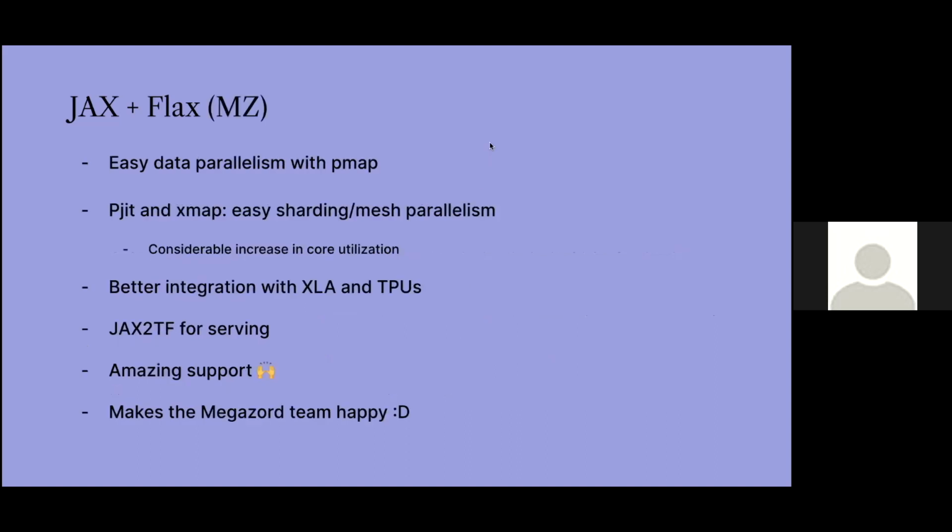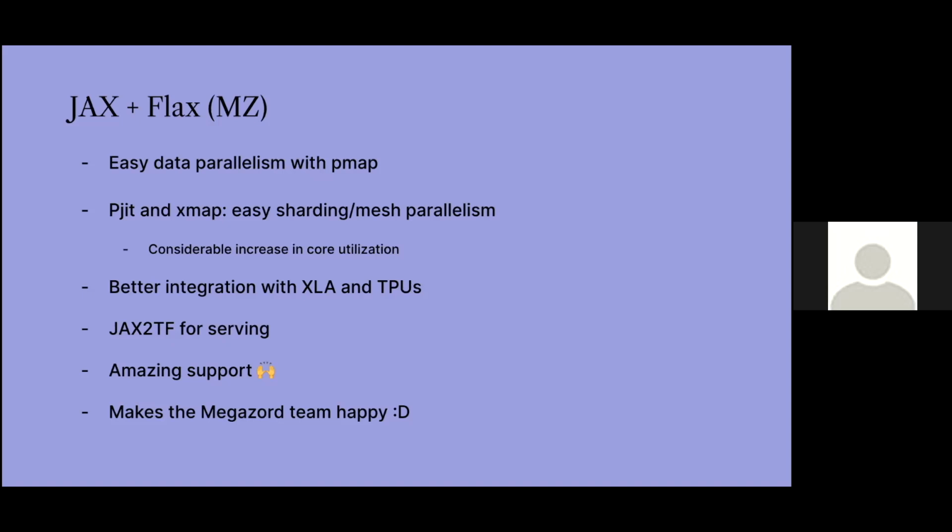And next slide, please. Okay. Now we also see that data parallelism with PMAP is very easy. It's pretty much plug and play. We have PJIT and XMAP, which Wang showed, which allows us to do sharding again very easily, almost plug and play. This one is slightly more complex, but again, it's much easier than what we have with TensorFlow or even PyTorch. We have a much better integration with XLA and with TPUs, which will help us in general get better core utilization, which will reduce the communication costs considerably.